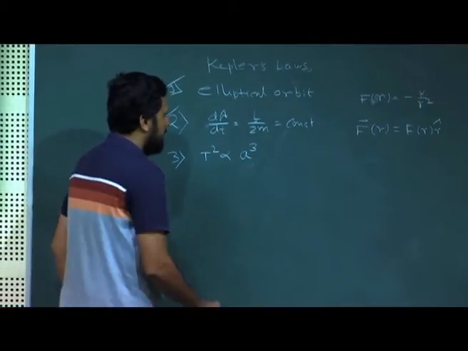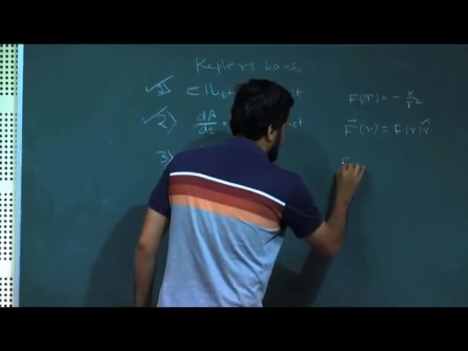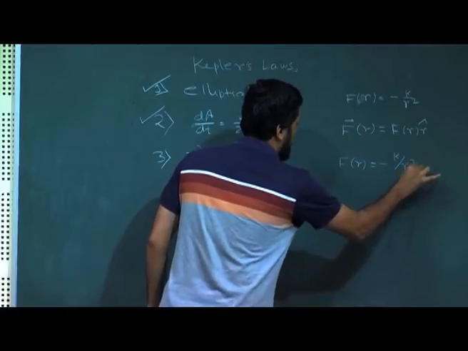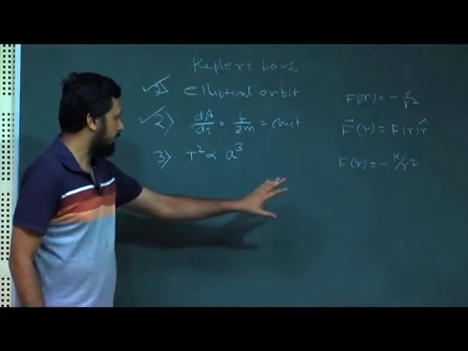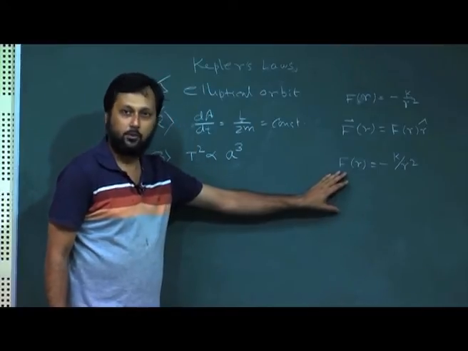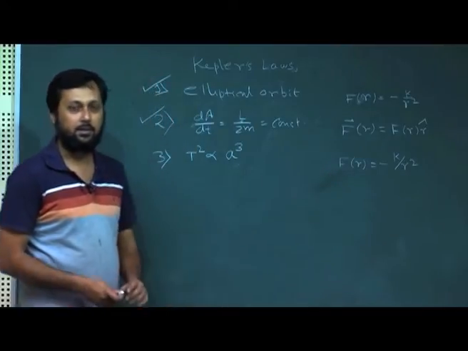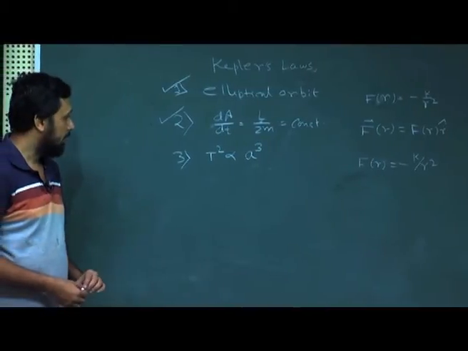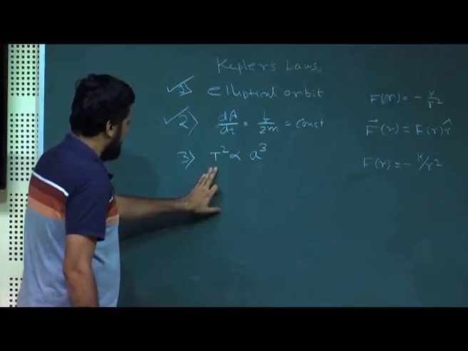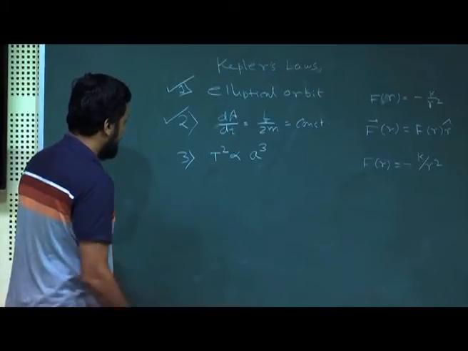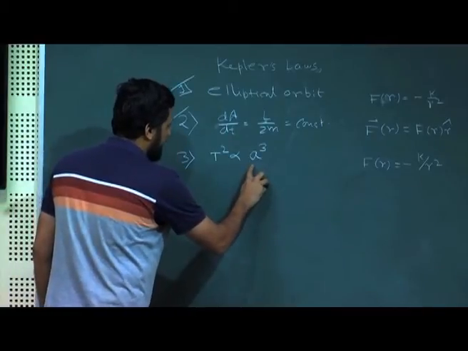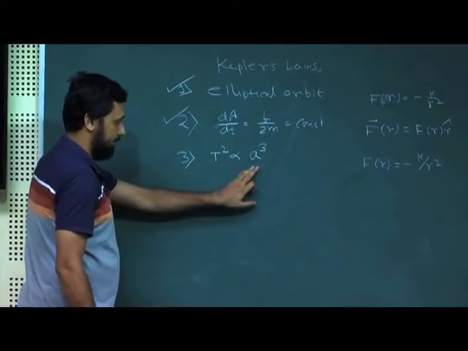Now the third law, once again we will see that it is valid only for f(r) equal to minus K by r square. That is to say, it is not a universal law, but it is strictly valid for an inverse square force field. That means gravitation or electrostatic force fields. This law essentially says that T is the time period of revolution in the elliptical orbit and a is the length of the semi major axis.